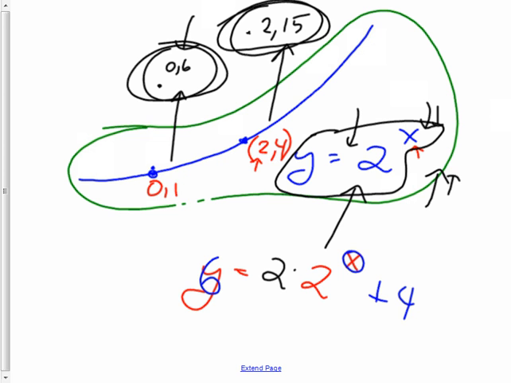Now, does it work for the other point? When I actually stick in, there we go, 2 comma 15, I put in a 2 here and a 15 here. Does that actually work? Is 15 equal to 2 times 2 squared plus 4? No, that didn't work. Okay, so that didn't work.